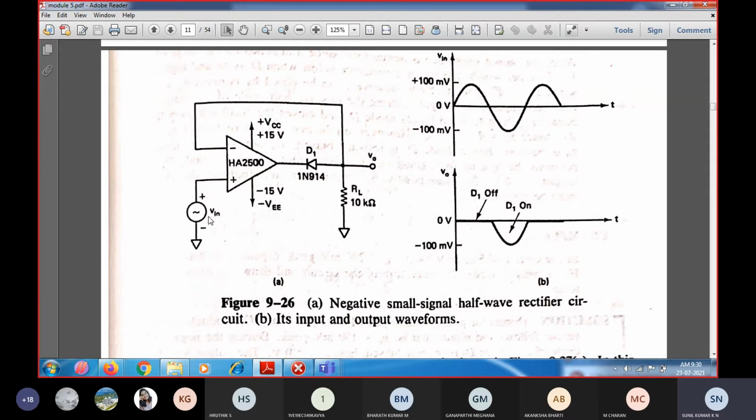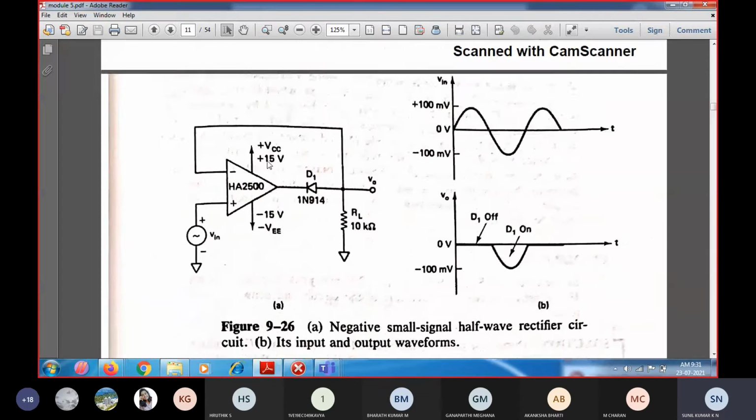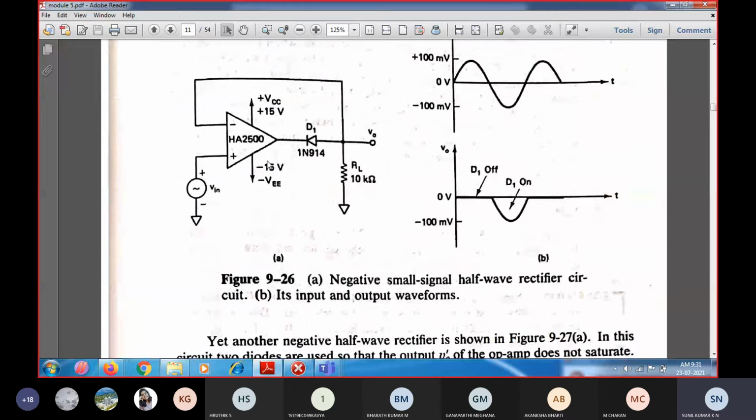Only during the negative half cycle, whenever diode D1 is acting in forward bias, is the circuit going to function like a voltage follower. That means negative feedback is applied, and the output follows the input. Only during the negative half cycle. So this is about the negative small signal rectifier. In both cases, we can see the op amp getting saturated.